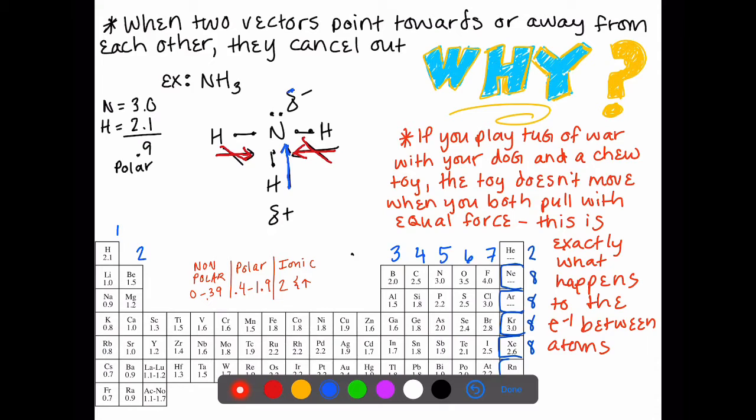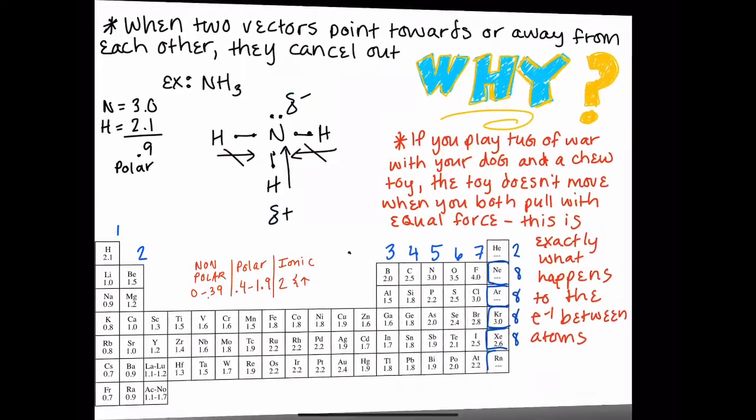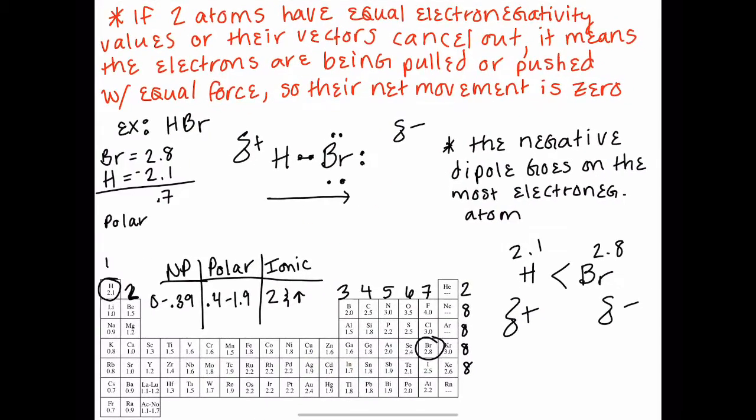The chew toy in our example is the electrons. If we're both pulling with the same amount of force, the electrons don't get pushed or pulled one way or the other, so there's no net movement. That's why we draw a line through those vectors, showing the audience that they canceled out. The ones that don't cancel out, don't forget, you do have to draw a vector and a dipole for.